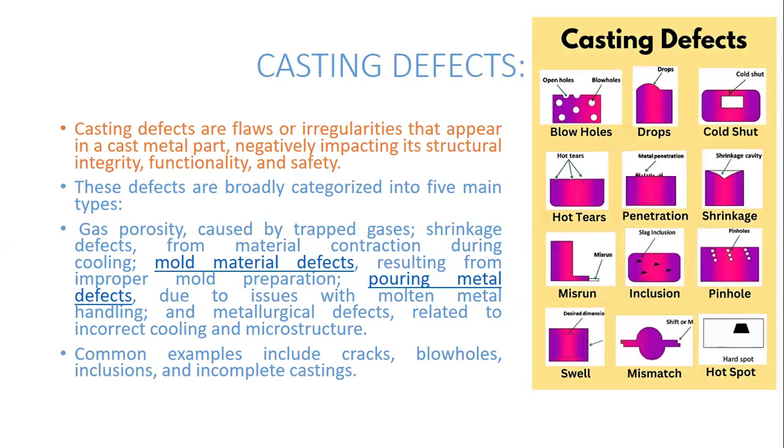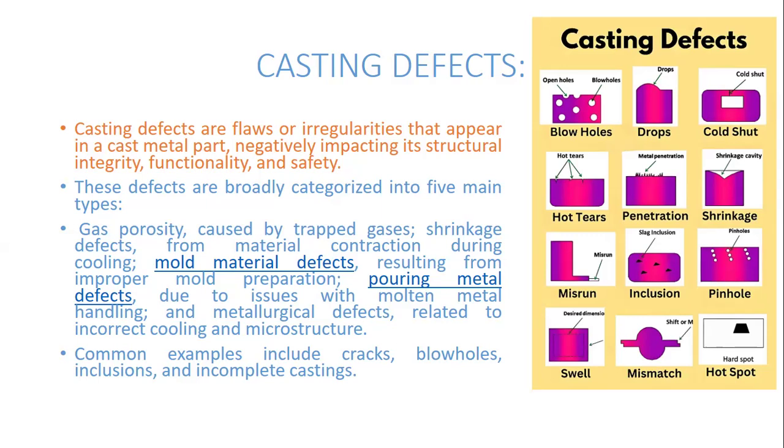Let us understand the basic term. What do you mean by casting defects? It is nothing but some sort of irregularities or errors that may appear in a final cast metal part. This will negatively influence the structural integrity of the material, functionality and use, and at the same time the safety of the material. So a defect is nothing but some kind of error or flaw present inside the material that has been manufactured by the casting process.